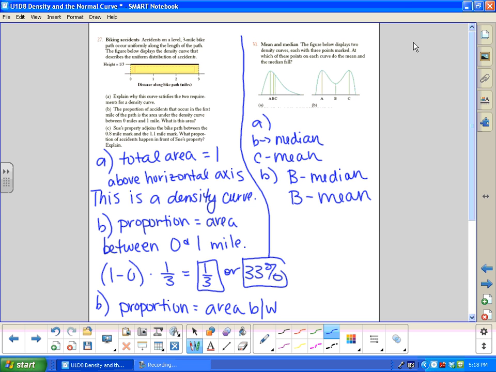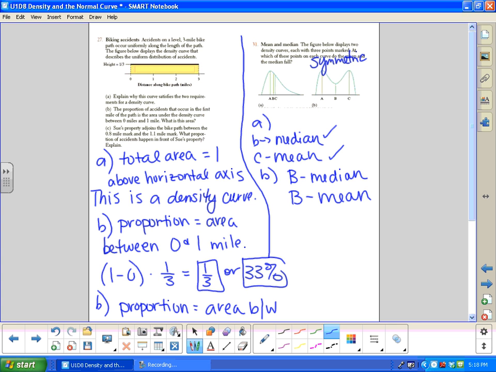So we know that the mean is going to be pulled toward the tail, so that's going to be C, the one farthest to the right, and then the one to the left of that, B, would be our median. Now on part B, although it's not necessarily what we call a normal distribution, it doesn't have one peak, it is symmetric. So for any symmetric distribution, the mean and the median are always going to be in the center. And so B would be both the mean and the median.